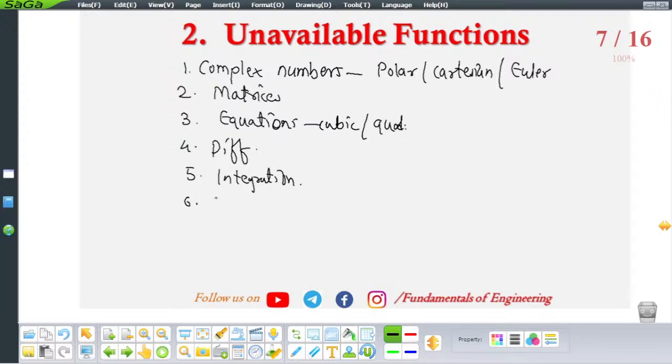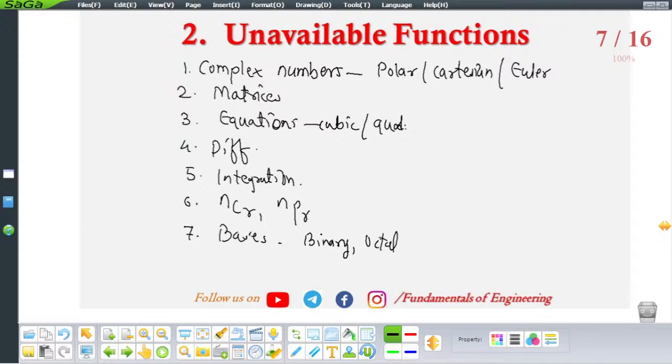Then we can't get the nCr and nPr, the permutations and combinations. In our regular calculator that we use for our calculations, you can see these functions directly, but in the scientific calculator these functions are not available. Then bases like binary, octal, these bases are not available in this scientific calculator. So you can't see these functions.